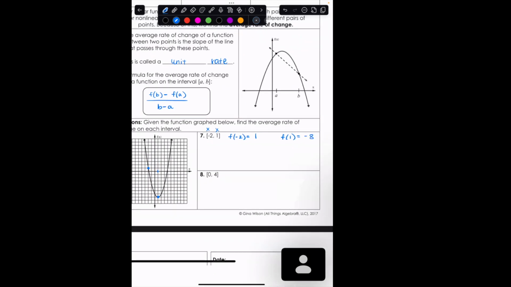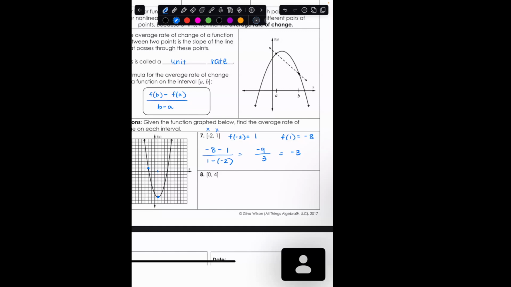All right, and then now we can do our slope formula. f of b is our second point, so that's going to be -8 minus the first y value of 1, over, what are my x values? 1 minus -2. So you have -9 over 3, which is -3.